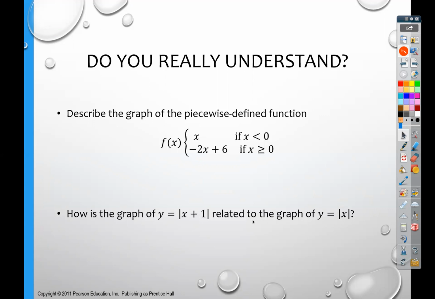How is the graph of this related? It is moved 1 to the left.